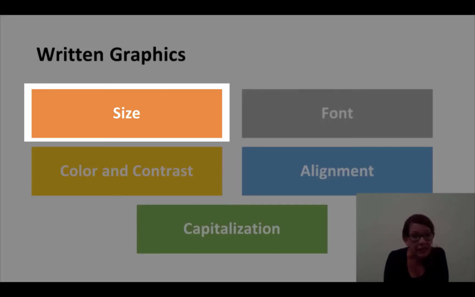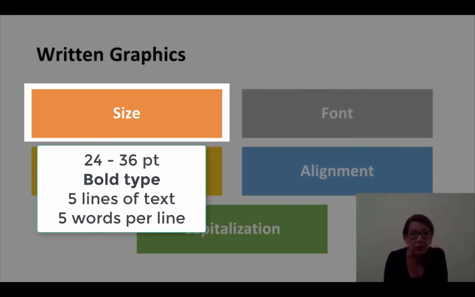The size. Size is important for legibility. A large 24 to 36 point font is recommended for legibility. Bold type is also easier to read. Each display should have no more than 5 lines of text and 5 words per line.